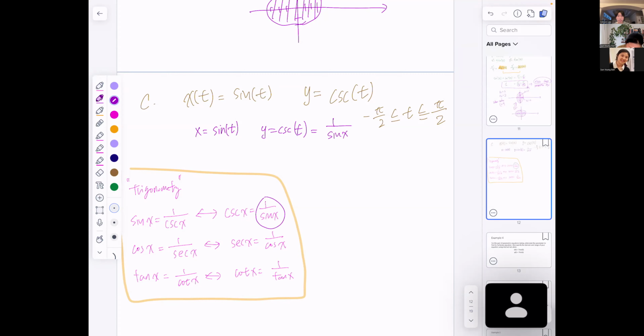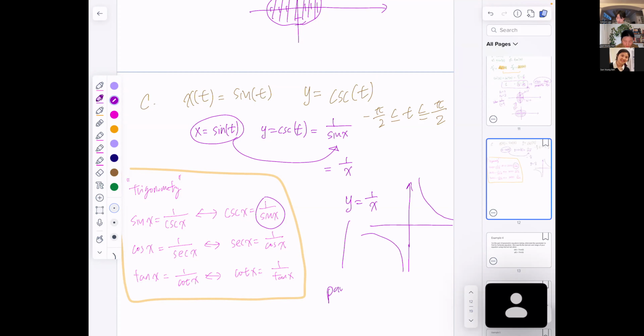So now what are you going to do? We know that x equals sine t, substitute here. So this is equal to 1 over x. That's it. So we found out y equals 1 over x. If you graph it, this is an odd function. So this is the parametric equation, your answer. If you graph this one, it's going to look like this curve. The parametric equation is y equals 1 over x.